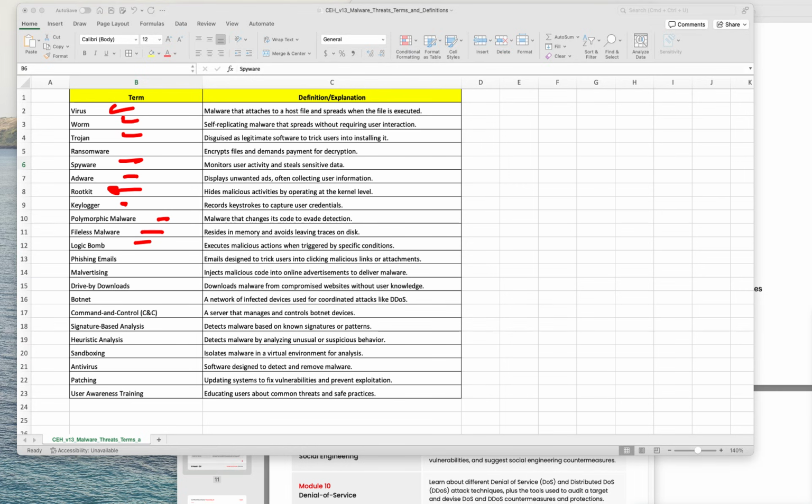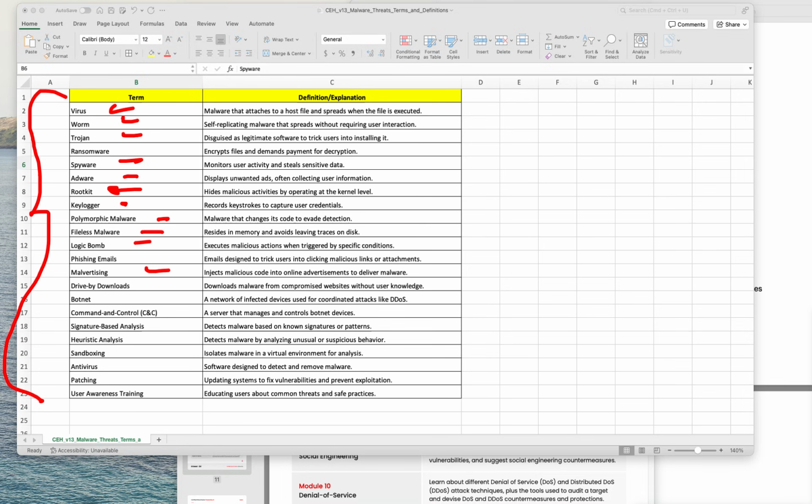Then you have logic bomb, phishing emails, malvertising. This is a fairly new thing they threw in there. Drive-by downloads. This is one of those concepts that doesn't make any sense in practice, but they want you to know it. Anyway, just make sure you revise these concepts and that you know them, because they are going to ask you questions over and over on that, right? That's the whole concept of certified ethical hacker.